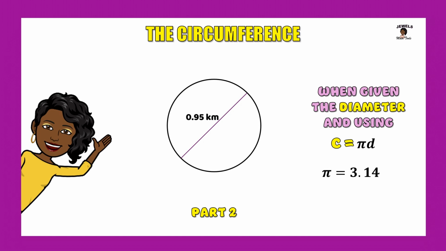In our session today, we are calculating the circumference of our circle when we're given the diameter as a decimal number. We're using the circumference formula for the diameter and our pi is equal to 3.14. And if you want to see how this is done, let's get started.